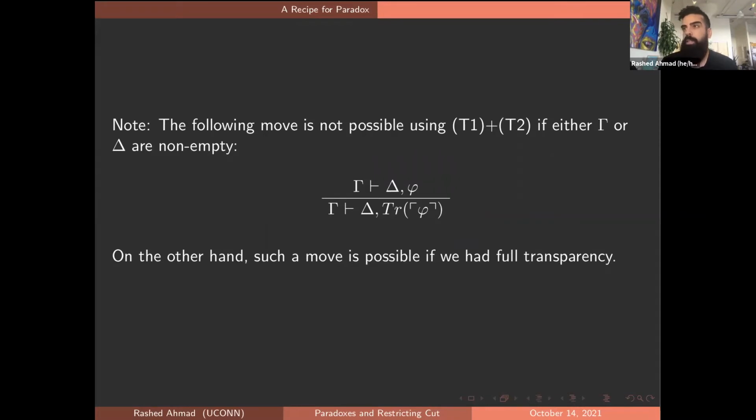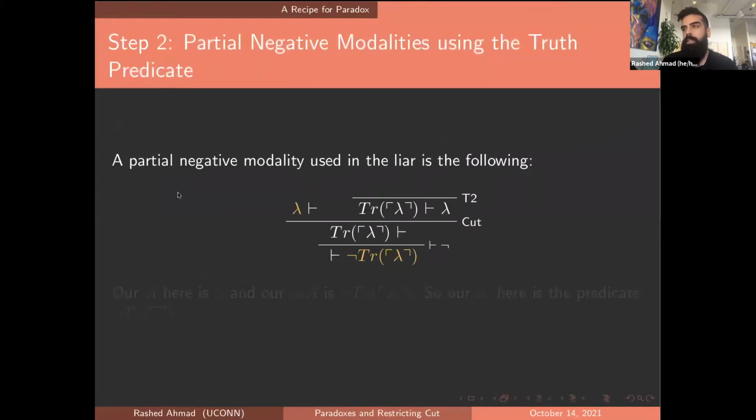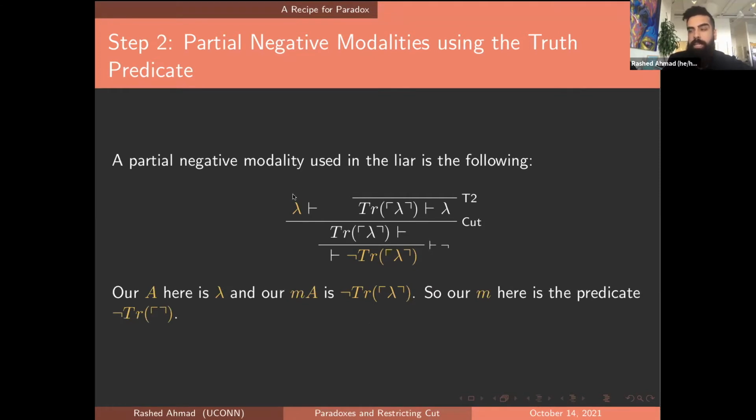Let's find partial negative modalities, with the examples I'm going to give being the liar and Curry. So starting with your favorite letter, let's say lambda, with T2 and cut. Again, cut is not necessary if we use the other form of T2. And the right negation rule, we can get lambda is not true. Now, this is a partial negative modality because it fits the schema of that definition. In other words, lambda is our A here, and lambda is not true is our MA.